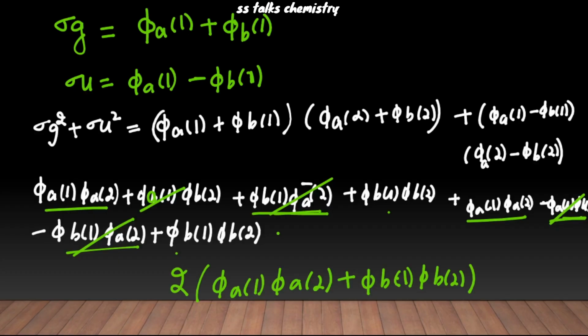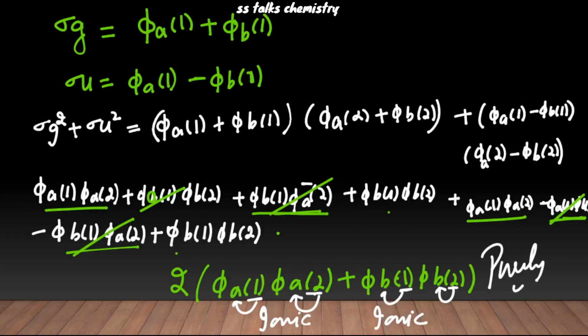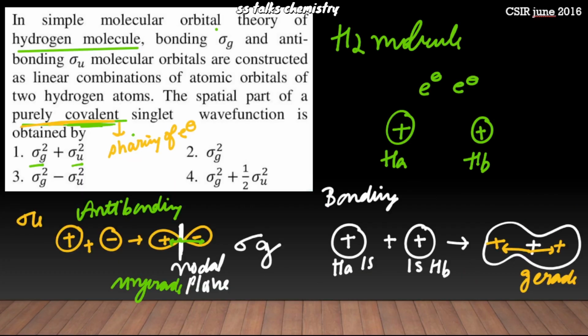Now what does this total wave function imply? So first electron is on atom A, the second electron is on atom B. That means both these electrons, 1 and 2, are on atom A, that is your ionic part, right? Here also the first electron on atom B, the second electron on atom B, again the ionic part it is representing, which means sigma G2 plus sigma U2 is representing purely ionic character. Purely ionic. We needed the purely covalent one. So that means option A is incorrect.